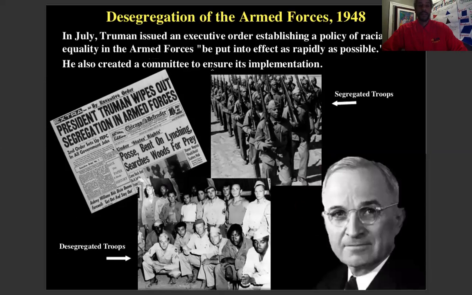Another important step is the desegregation of the armed forces. In 1948, Harry S. Truman issued an executive order establishing a policy of racial equality that it be put into effect as rapidly as possible. This is significant because it's the first executive order since the Civil War that dealt with racism and inequality.